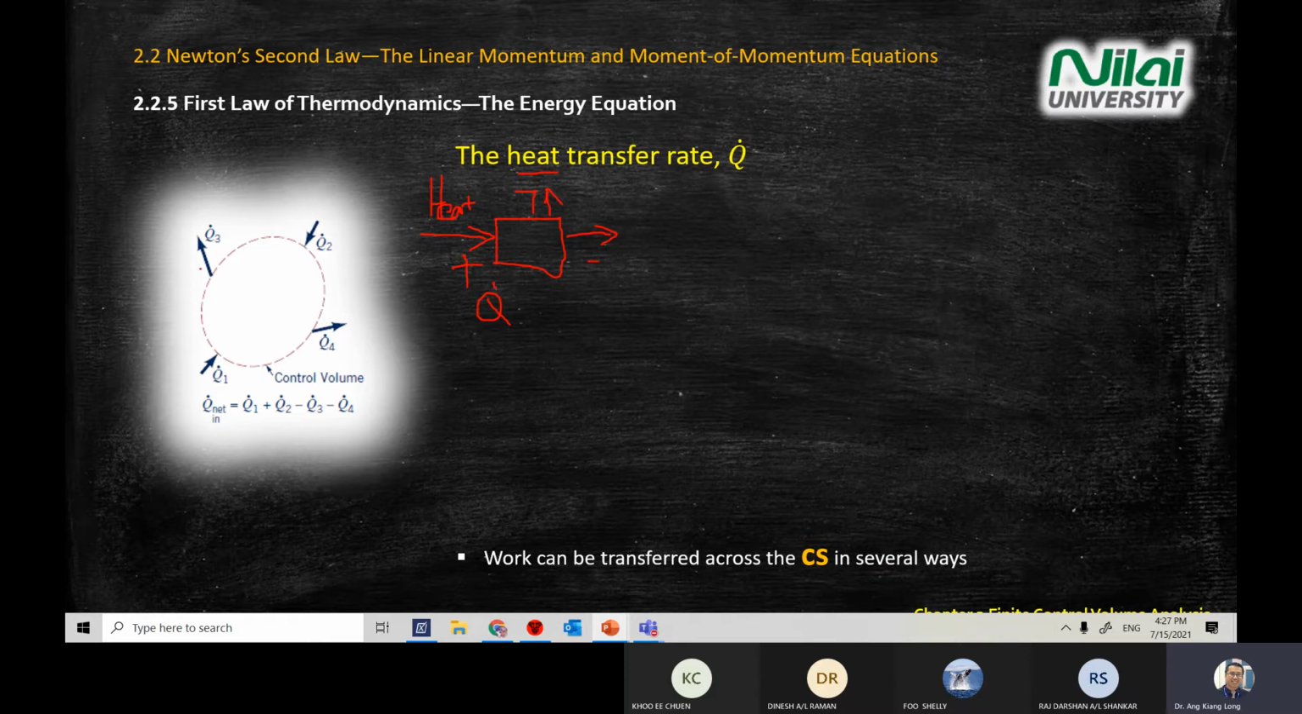So you look at this diagram. You have 4 arrows there. So Q dot 1 arrow going in, go in positive.